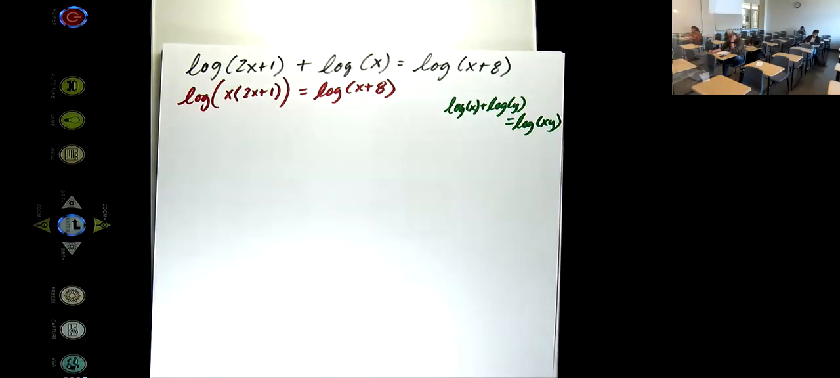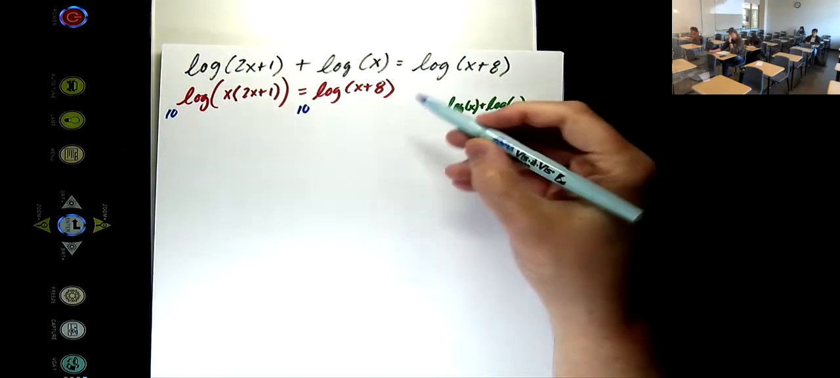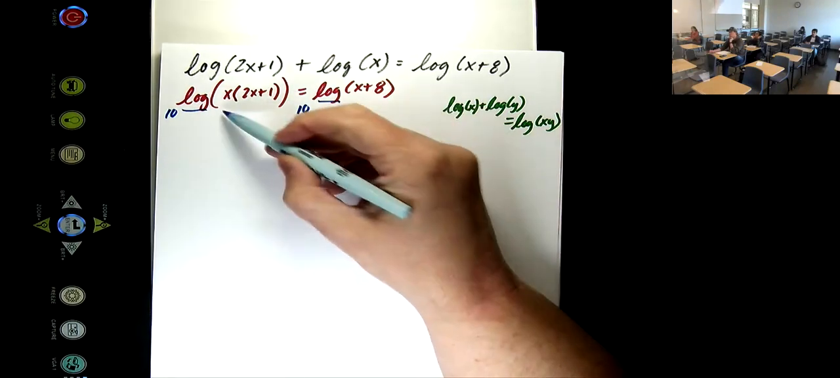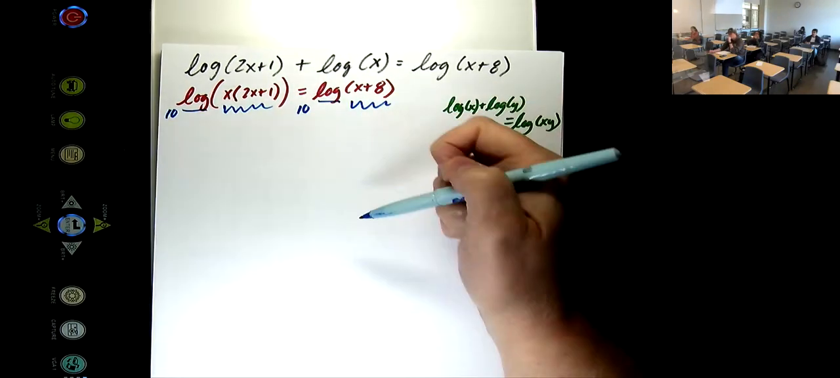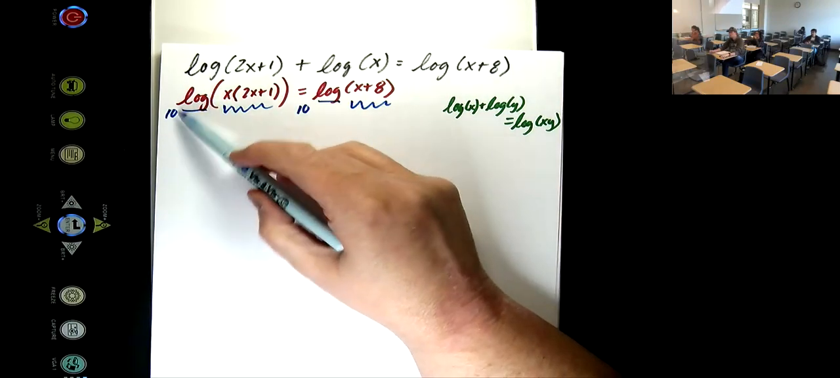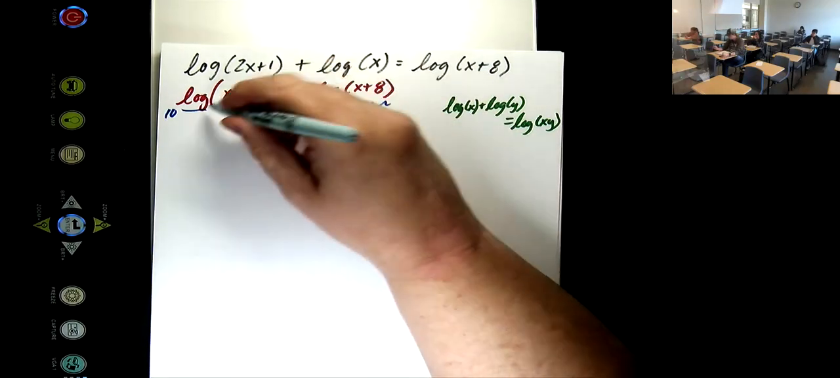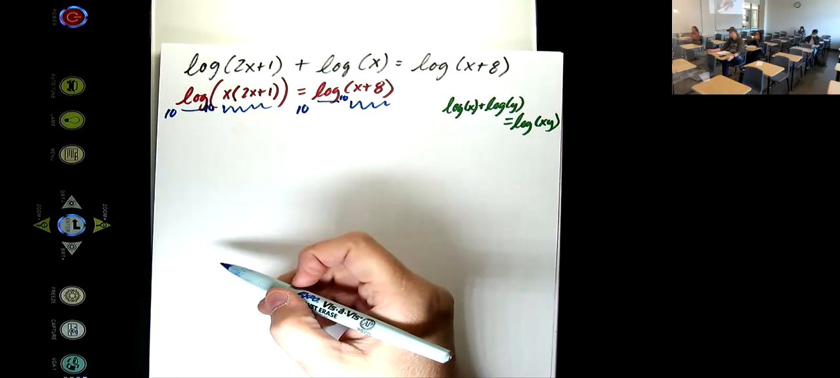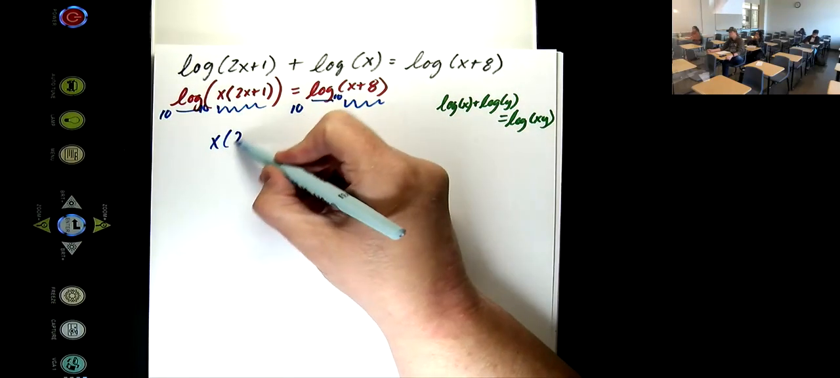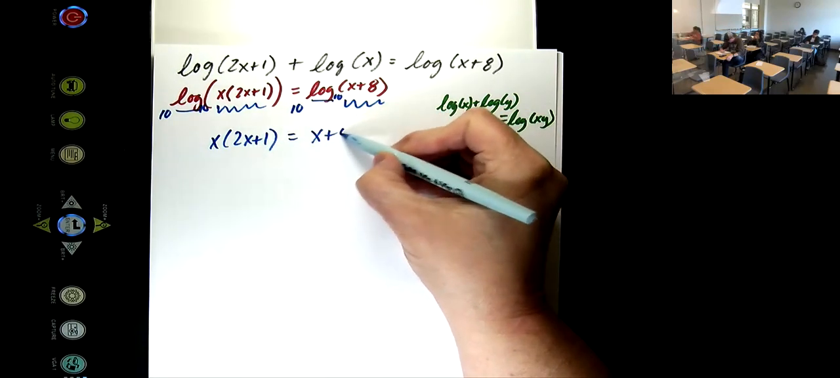Now here you can either raise both sides as powers of 10 or recognize that if this is log and this is log with the same base, then these have to match for them to be equal. This always works out because when we don't have a base showing, the base is always 10. So now I've got 10 to the log 10. That cancels out and I'm left with x times 2x plus 1 on the left. On the right, I'm left with x plus 8.